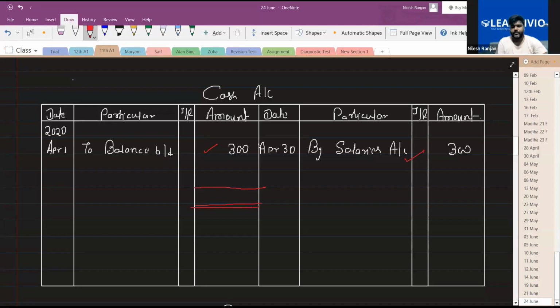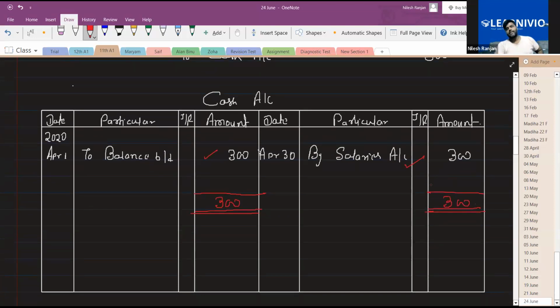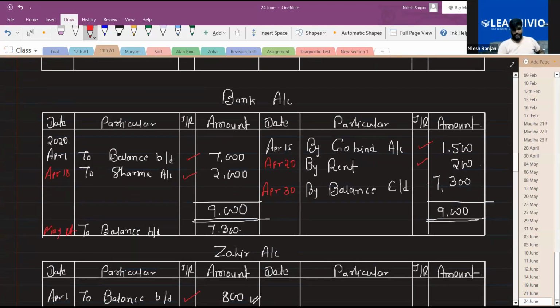So total, it is 300 on both sides. So there will be no balance of cash. No balance. Opening balance was 300 and paid salary 300. The balance already calculated here, 7,300. Total of debit side is higher, 9,000, and 9,000 minus 1,500 plus 200, that is 1,700, is 7,300.